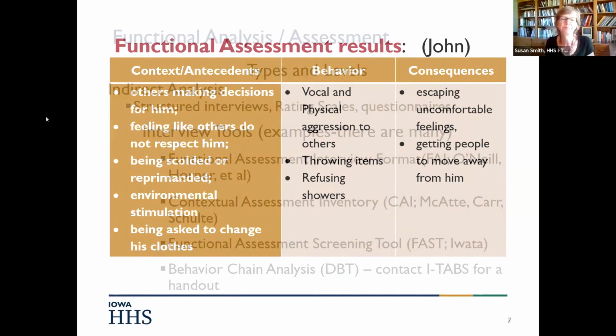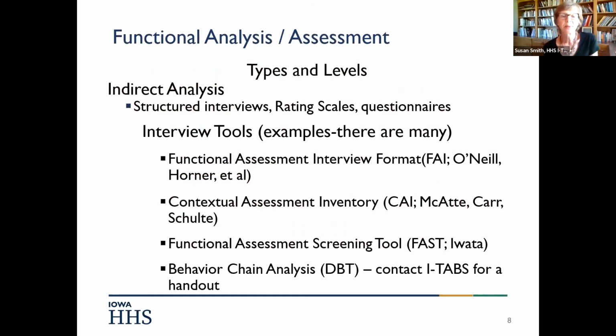Next slide, please. So let's talk a little bit about functional assessment. There are 3 different types, or sometimes they're referred to as levels. They all have pros and cons, so there is not one that's perfect for all situations or for all behaviors. Sometimes we have to pick and choose. Sometimes we start with one, and if it doesn't yield adequate results, we go on to the next one.